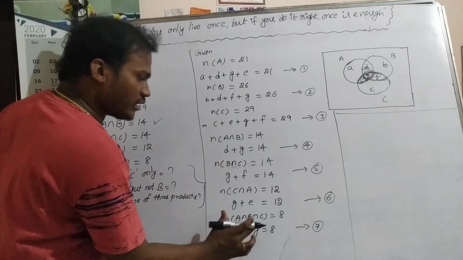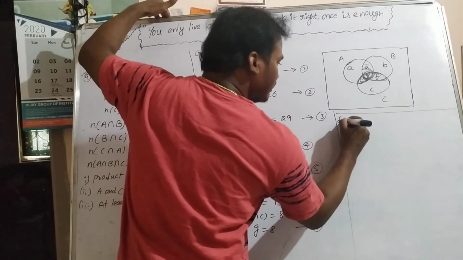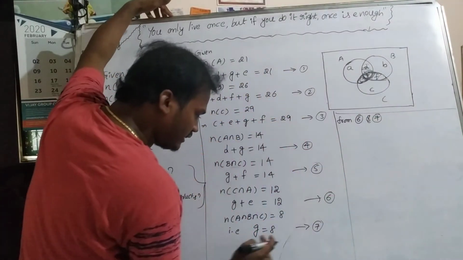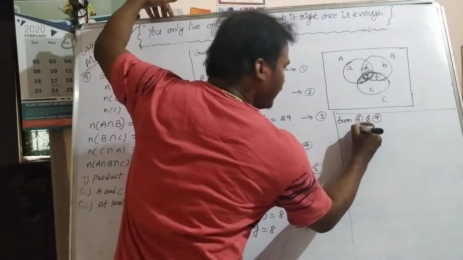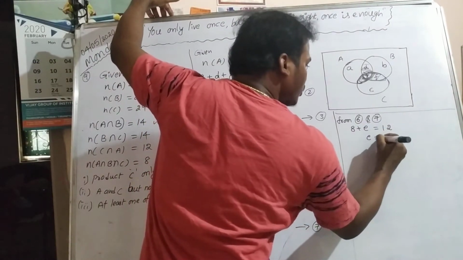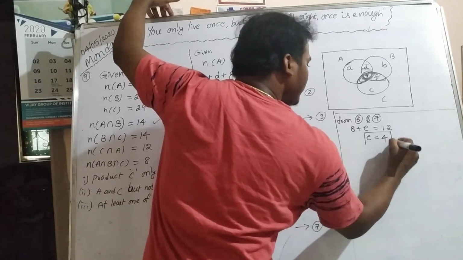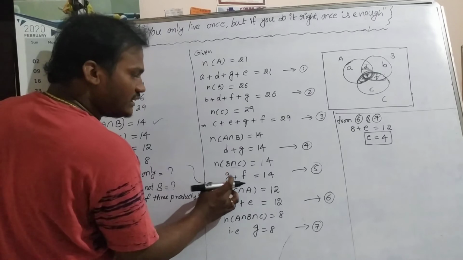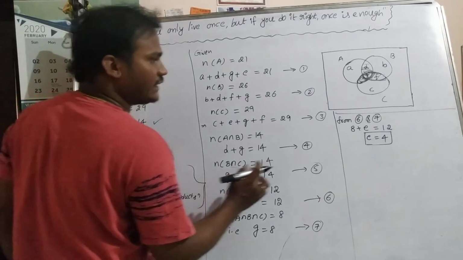Now let's see, G is equal to 8. First, from 6 and 7 equations, G is 8. Substitute here 8. 8 plus E is equal to how much? 12. Then E is equal to how much? 4. Now I got E is 4. Okay. Once I found E is 4, then I can find G plus F. G is how much? 8.